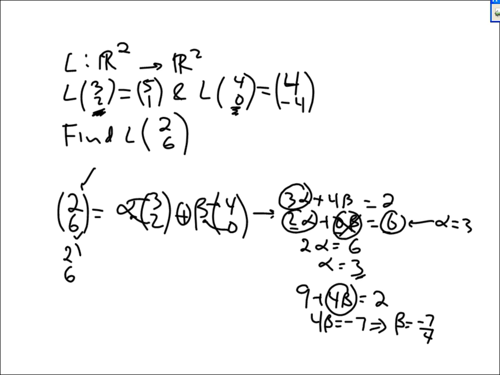That is, 2, 6 is equal to alpha, which is 3, times 3, 2, plus beta, which is minus 7 quarters, times 4, 0.